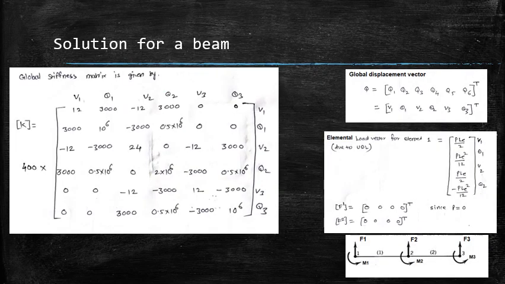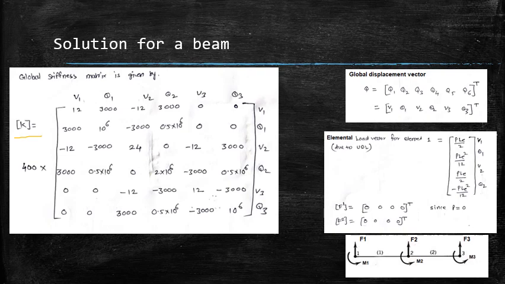We have assembled the global stiffness matrix. This is the global stiffness matrix K from two local stiffness matrices, whose dimension is 6 by 6. The dimension of this global stiffness matrix is 6 by 6 because there are 6 degrees of freedom in the problem. 3 nodes, per node 2 degrees of freedom. So 3 into 2 is equal to 6. So this global stiffness matrix K has dimension 6 by 6.